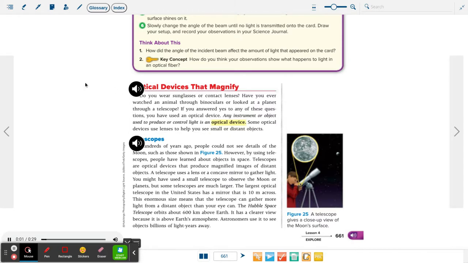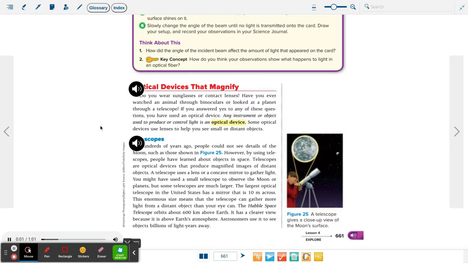Optical devices that magnify. Do you wear sunglasses or contact lenses? Have you ever watched an animal through binoculars or looked at a planet through a telescope? If you answered yes to any of these questions, you have used an optical device. Any instrument or object used to produce or control light is an optical device. Some optical devices use lenses to help you see small or distant objects.